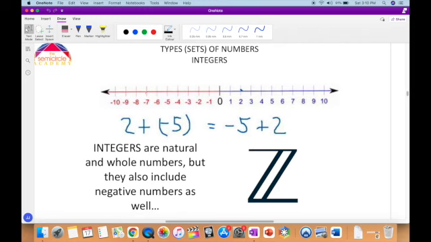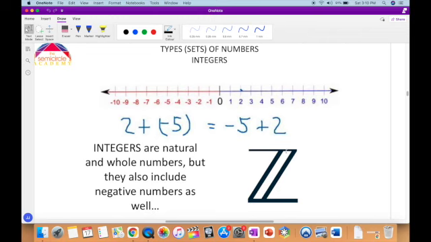Now integers, if you look at this number line here, all of the numbers in this line are integers. So you have all the natural numbers 1 to infinity, and then you have 0 as well, so you have the whole numbers. But now with integers, we have negative numbers as well. So integers are natural and whole numbers, but they also include negative numbers.